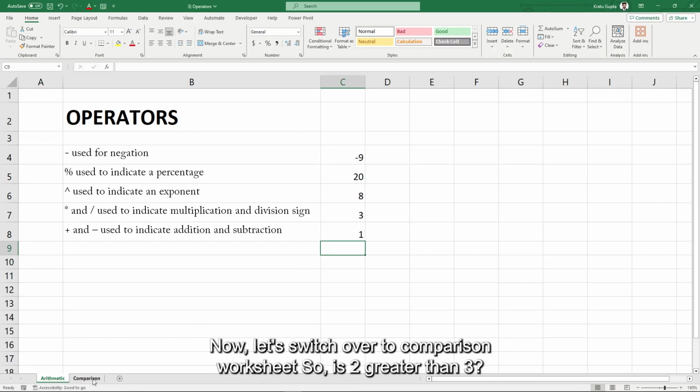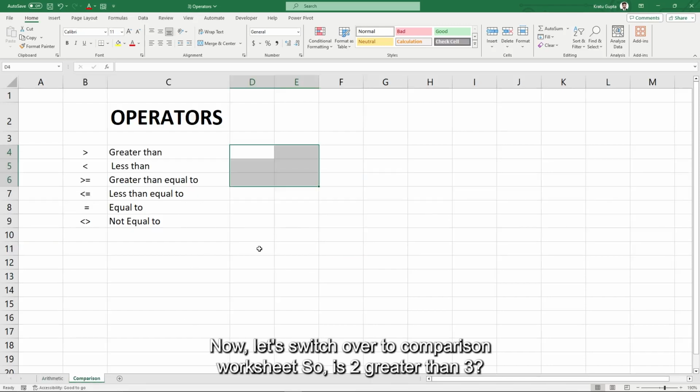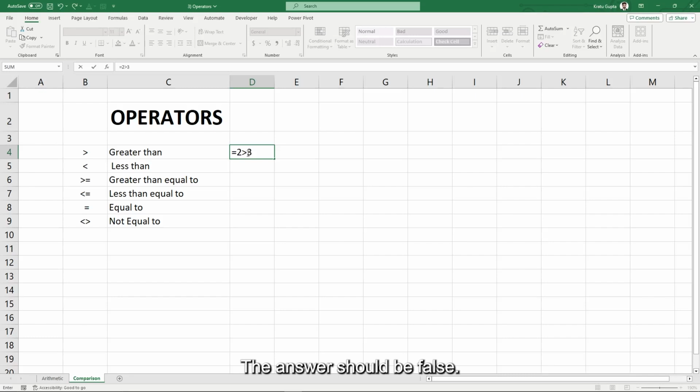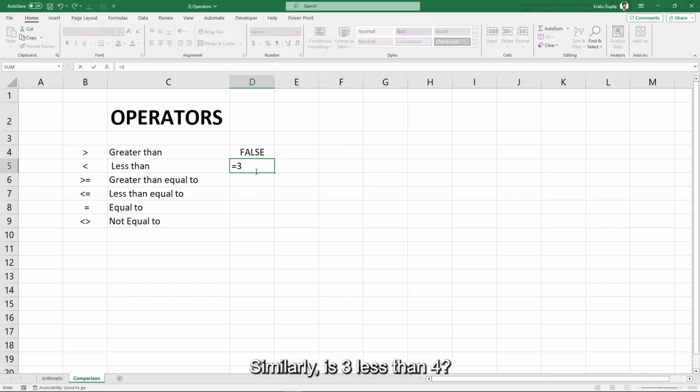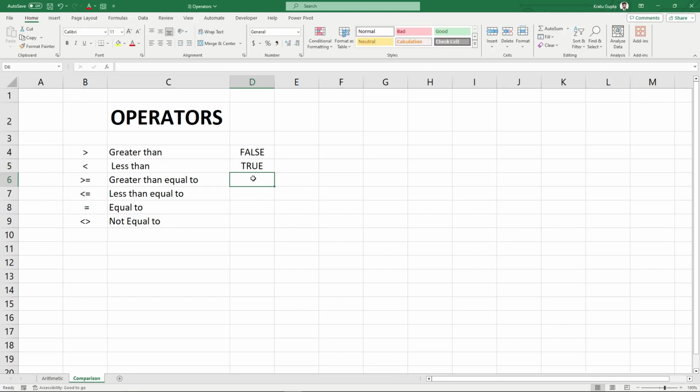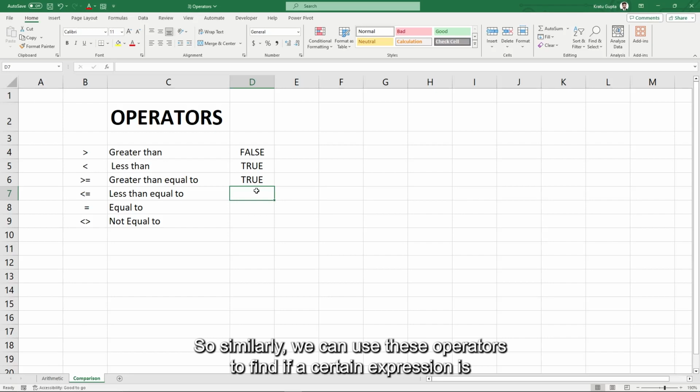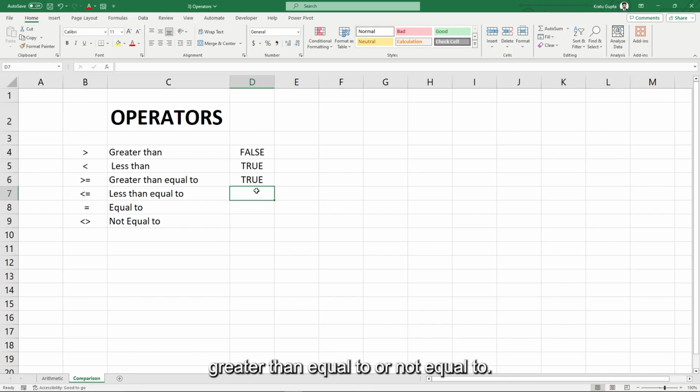Now let's switch over to the comparison worksheet. So, is 2 greater than 3? The answer should be false. Yes. Similarly, is 3 less than 4? True. So similarly, we can use these operators to find if a certain expression is greater than or equal to, or not equal to.